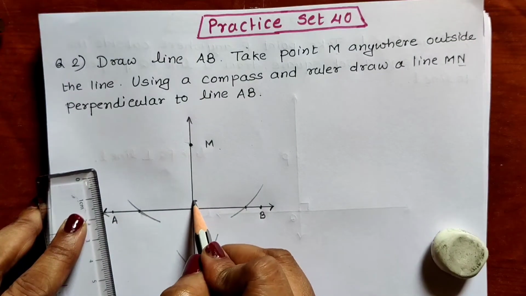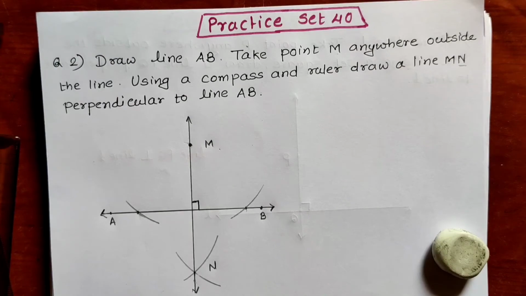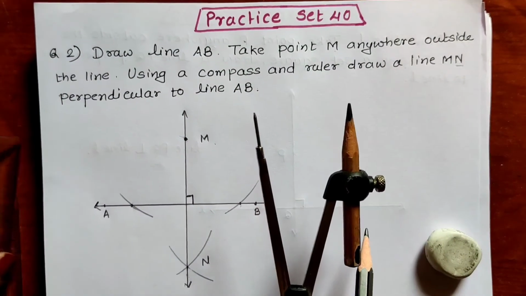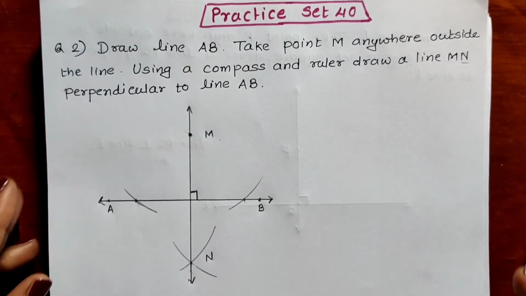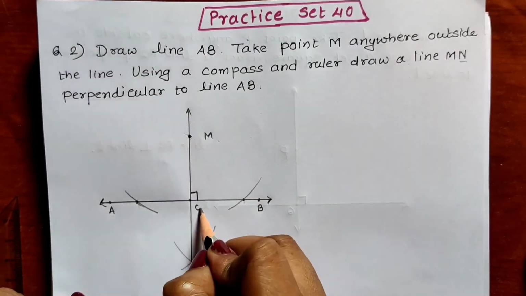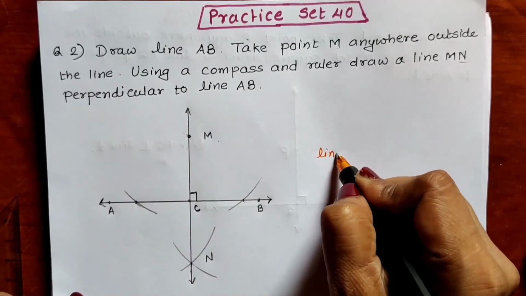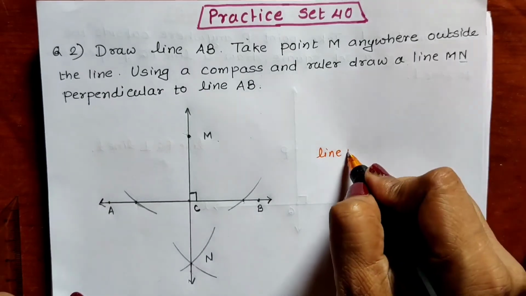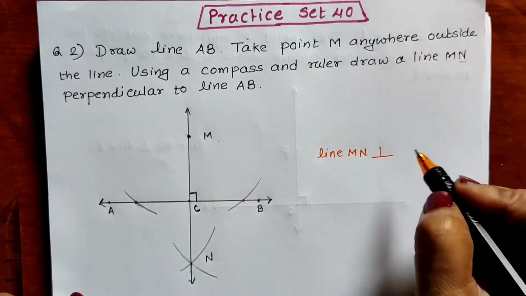And in this way we can draw a perpendicular from an outside point with the help of our compass and ruler. Okay, so I hope you all have understood. We can give any name to this point, C. Okay, and then write line MN is perpendicular to line AB.